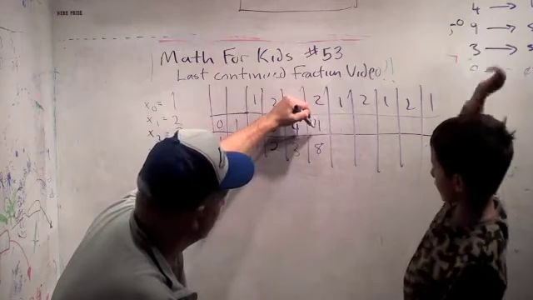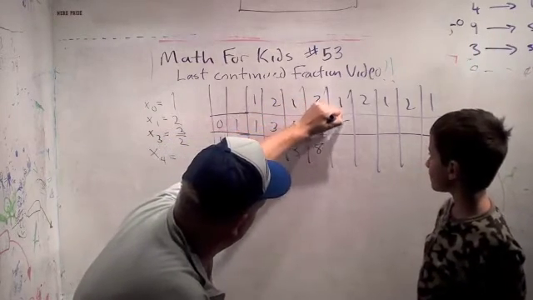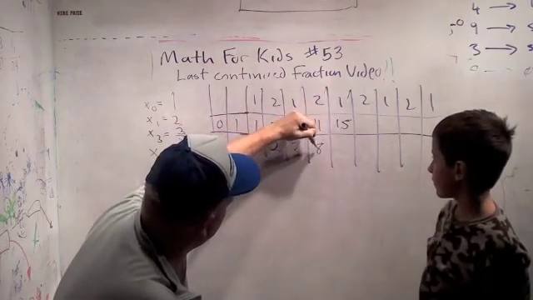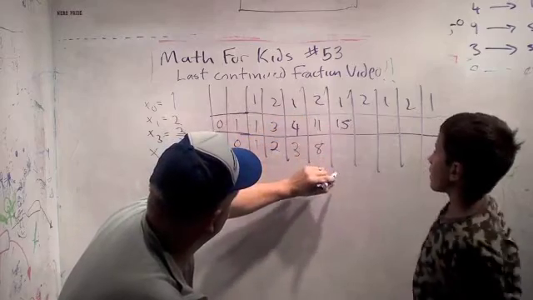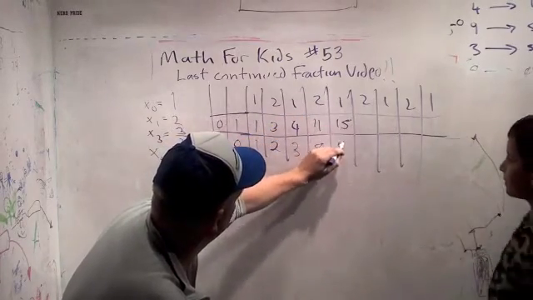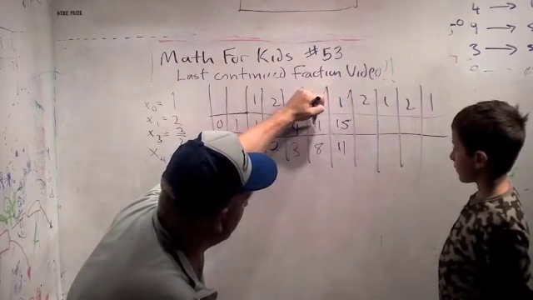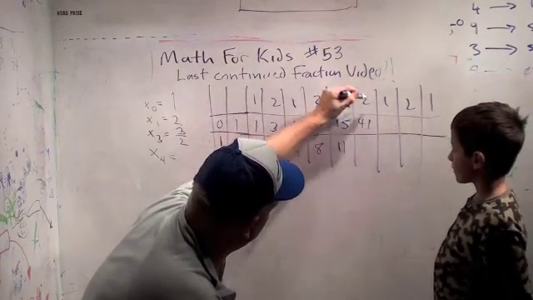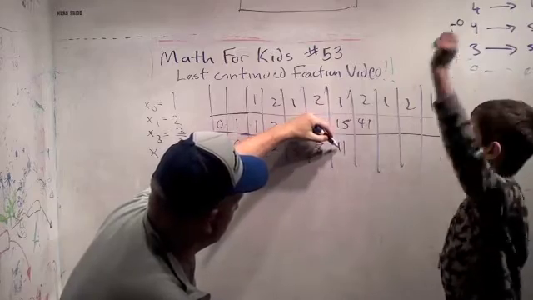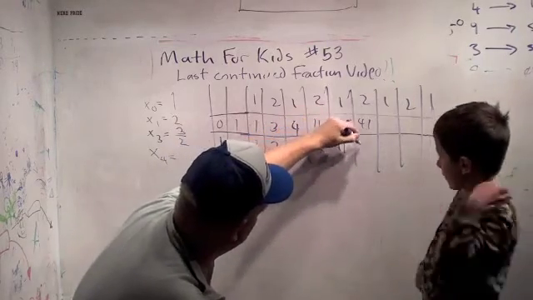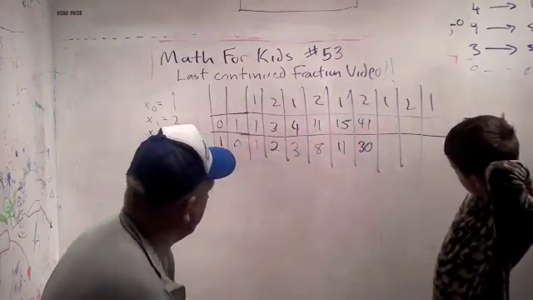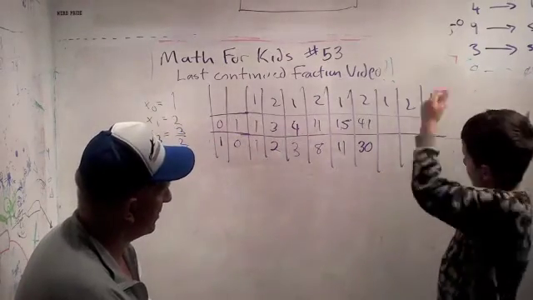1 times 11 is 11, plus 4 is 15. 1 times 8 is 8, plus 3 is 11. 2 times 15 is 30, plus 11 is 41. 2 times 11 is 22, plus 8 is 30. Okay, so we get kind of a neat little pattern.